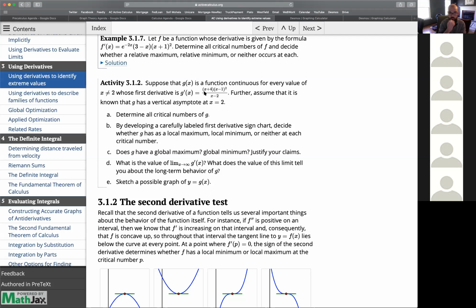So you're just trying to find when the numerator is 0? That would be part of it, yep. One of the things you're going to do is look for where the numerator is 0, but there's a little bit more to it than that in this particular case.